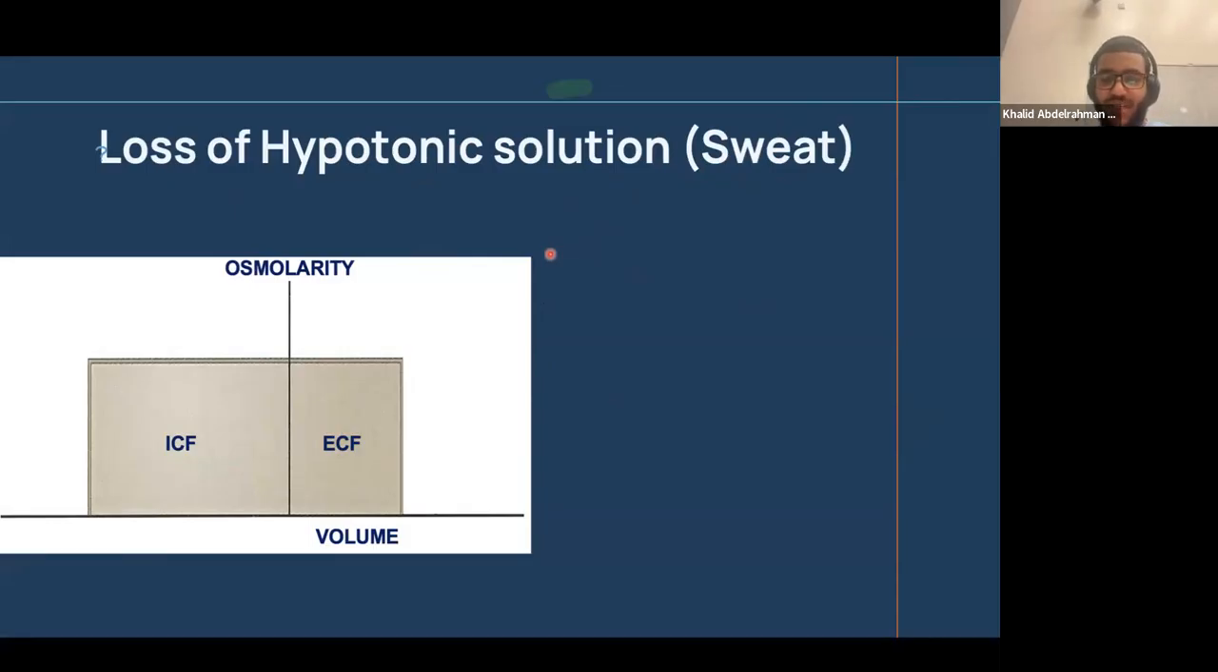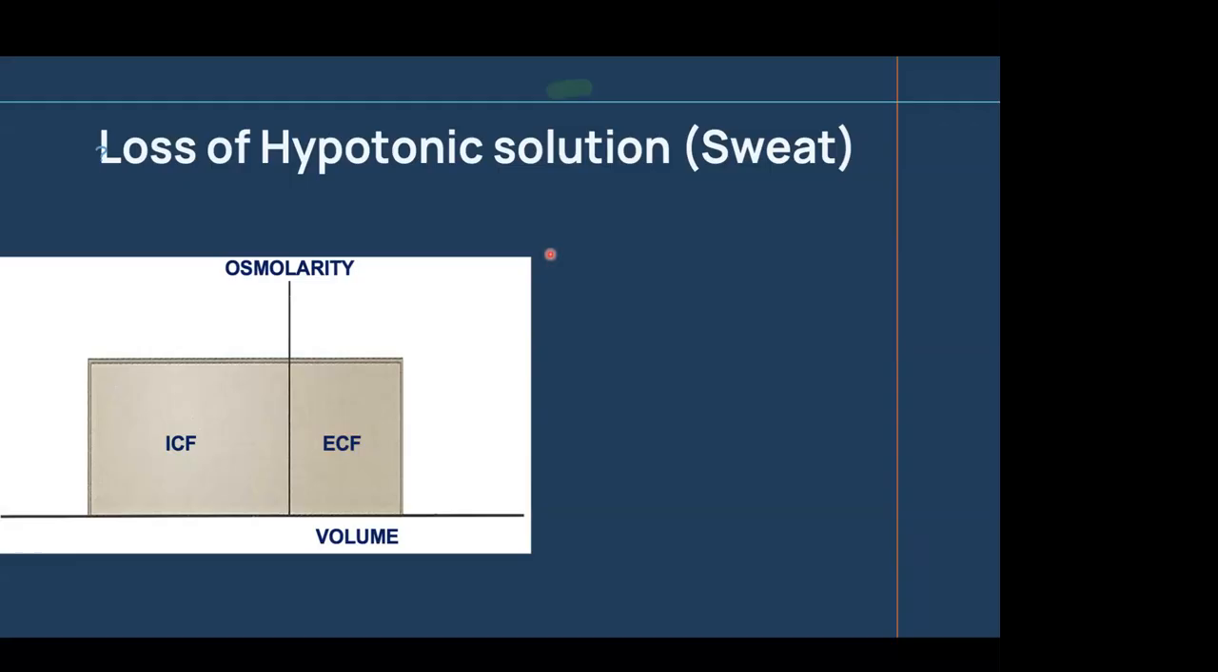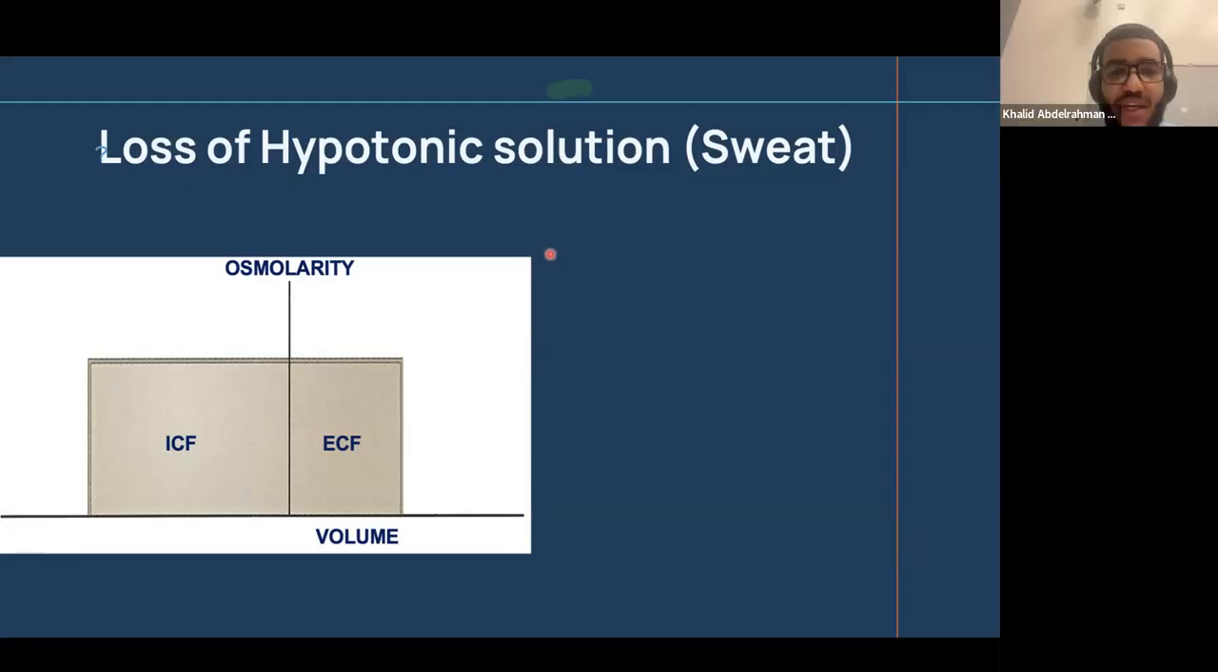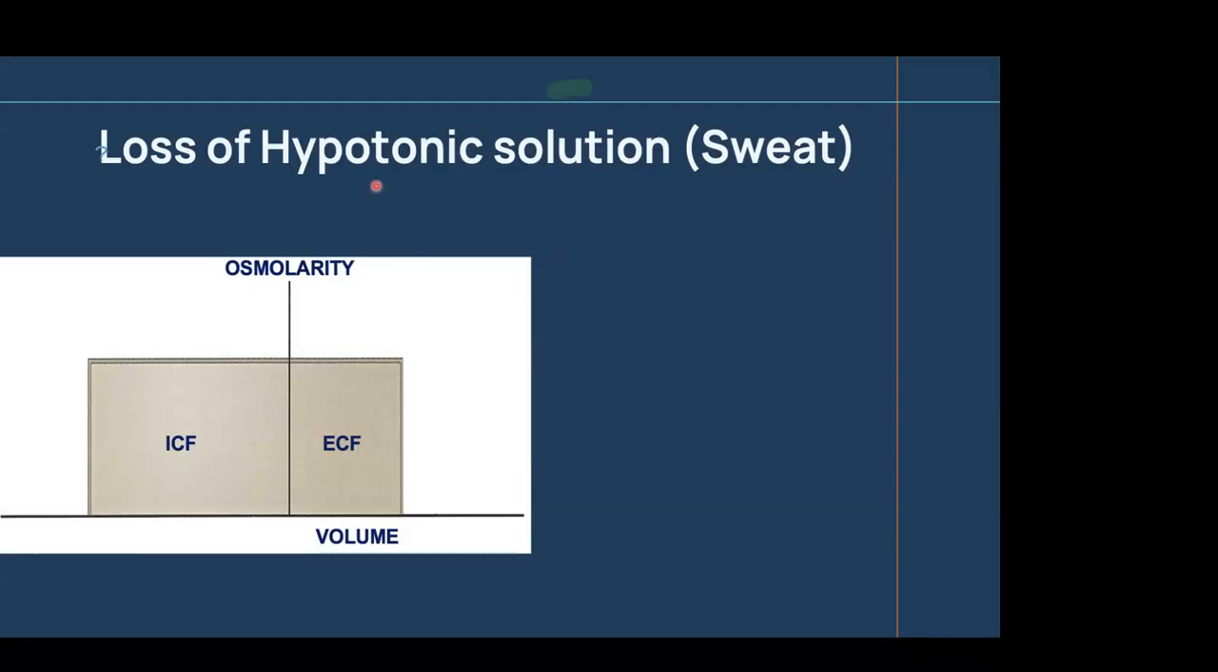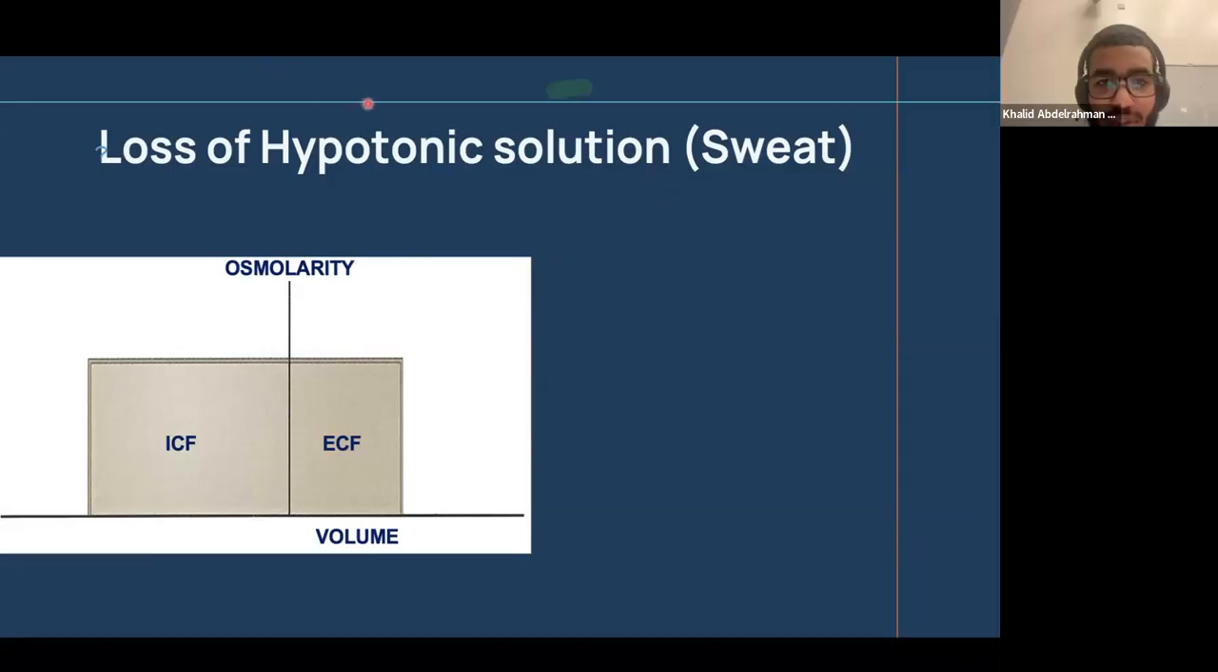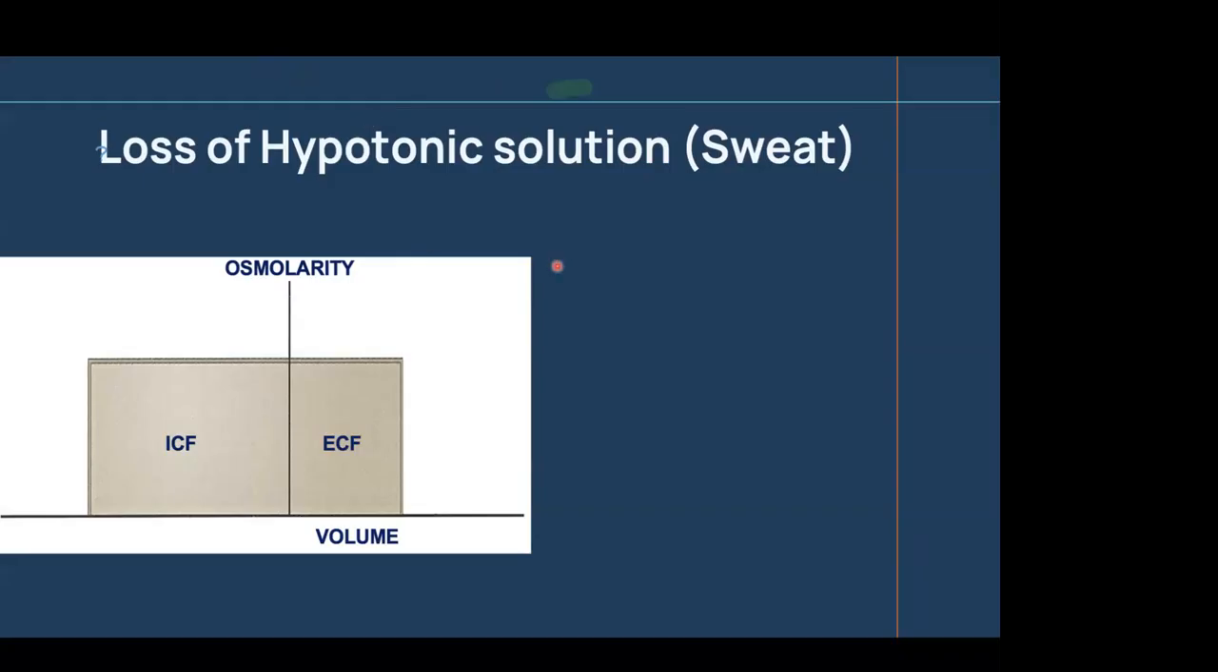First, let's think about osmolarity. So you lost hypotonic fluid. From where did you lose it? From the ECF. And what happened to the osmolarity? It leaves behind a hypertonic solution. And so does the graph move up or down? I think it moves up. Yeah, I think the volume of ECF decreases and the osmolarity increases.